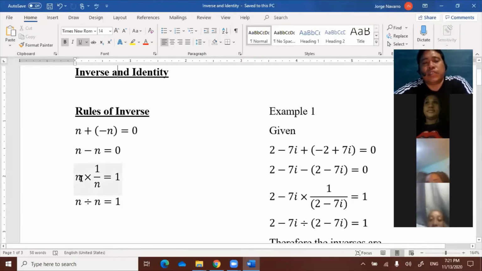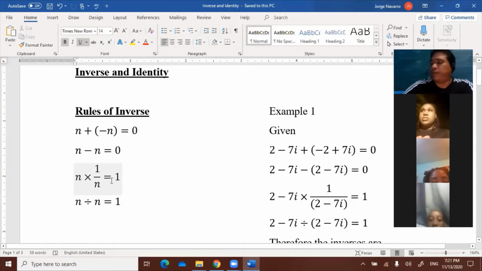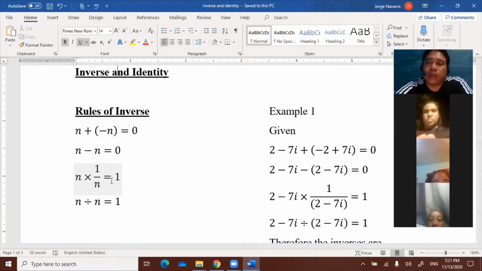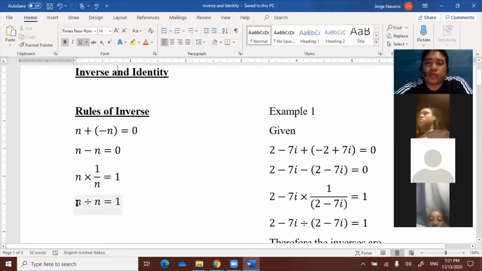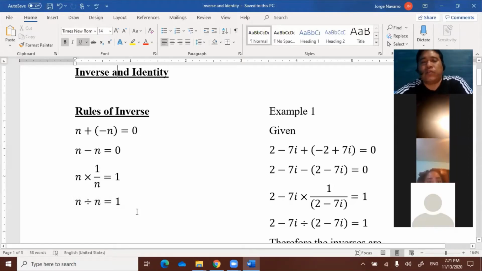The third rule says n, or any number n, times 1 over itself, or I reciprocate, that's another way of putting it, will equal 1, since 1 is the identity of multiplication. Then the last rule says that n divided by itself, or any number divided by itself, should give me 1. And again, that's the fourth rule. So let's look at some examples.